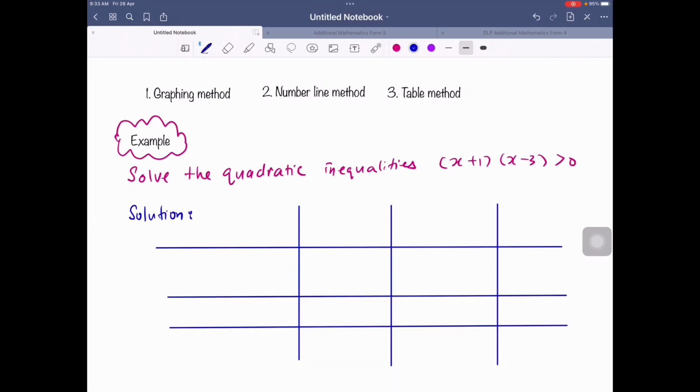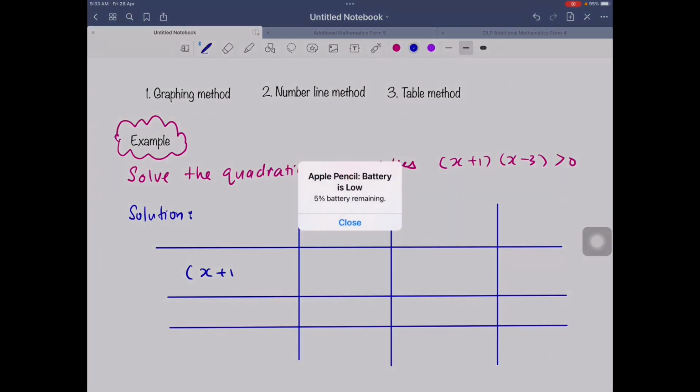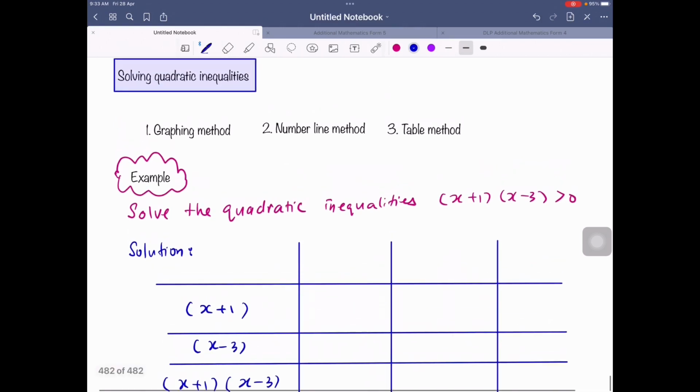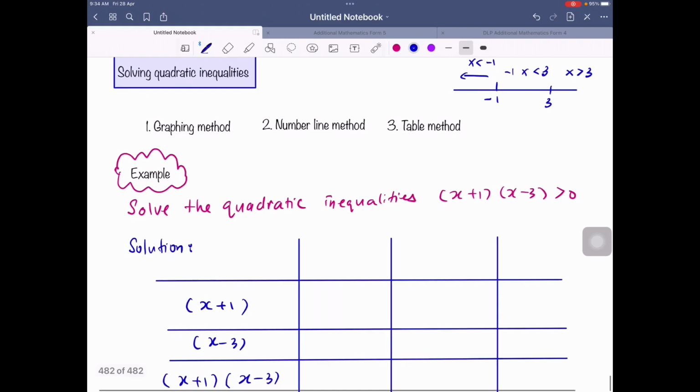Now we're still using the same example. We are going to the table method. Just simply draw a table like this and label the columns: the first one will be x + 1, then x - 3, and finally (x + 1)(x - 3). Referring to the number line just now, where we have negative 1 and 3, there are three parts, right? So we label them: x less than negative 1, the middle one x in between negative 1 and 3, and the third part x greater than 3.